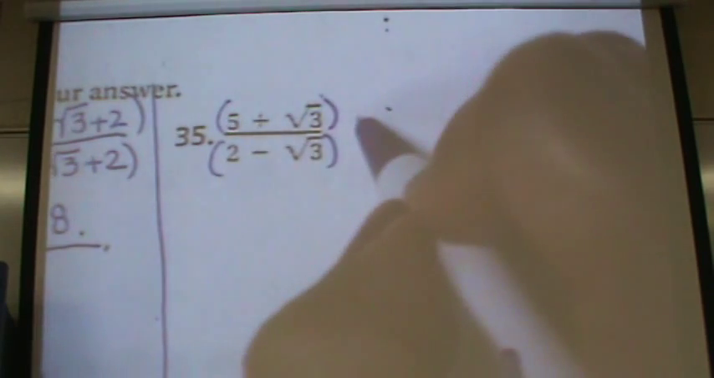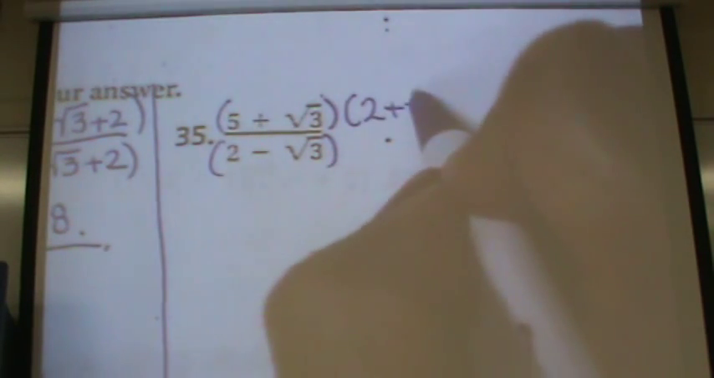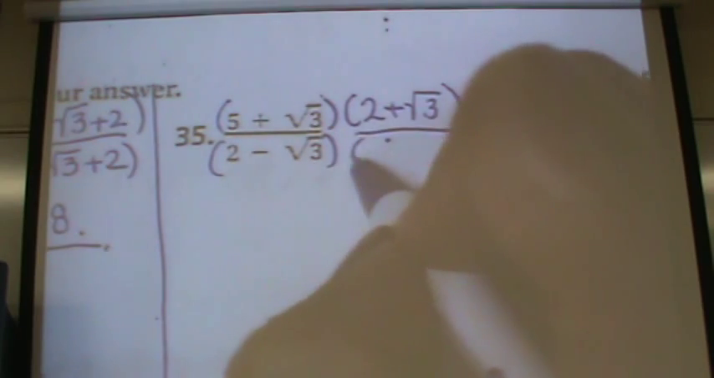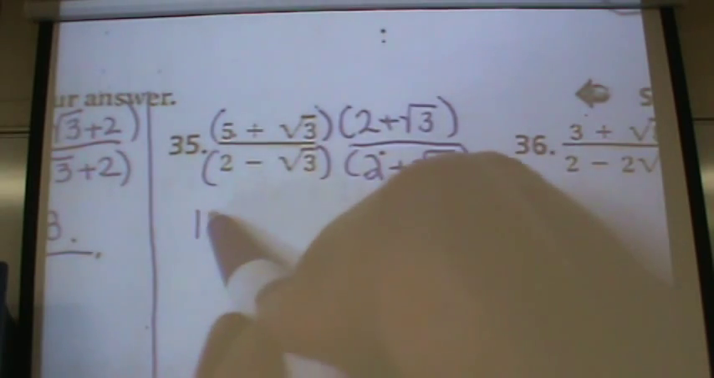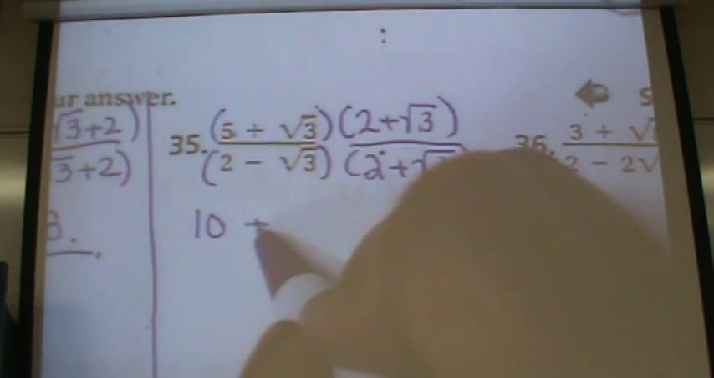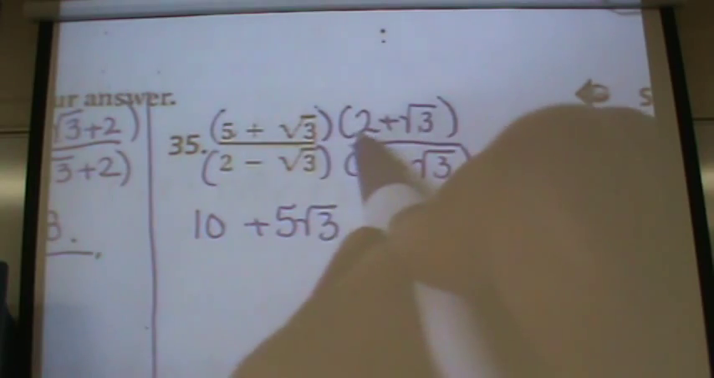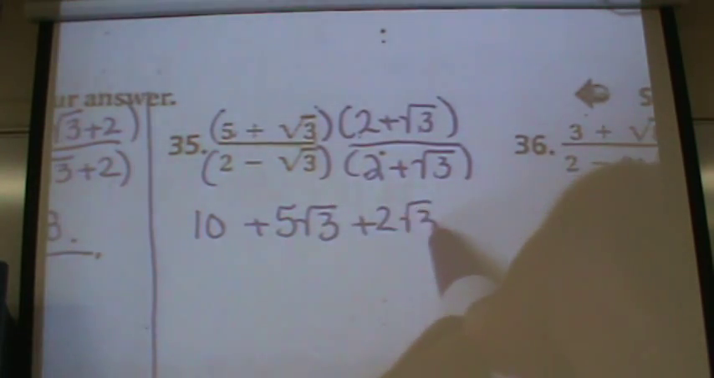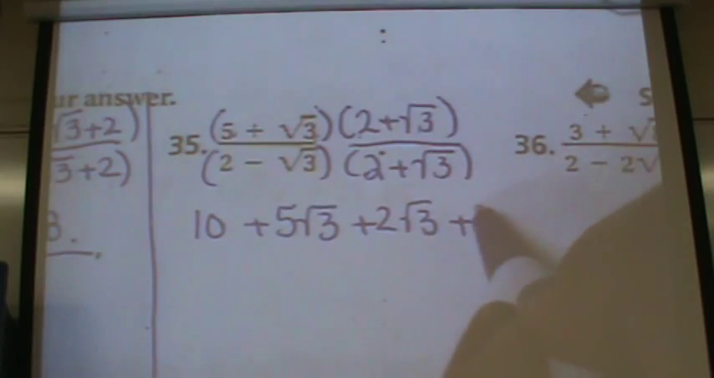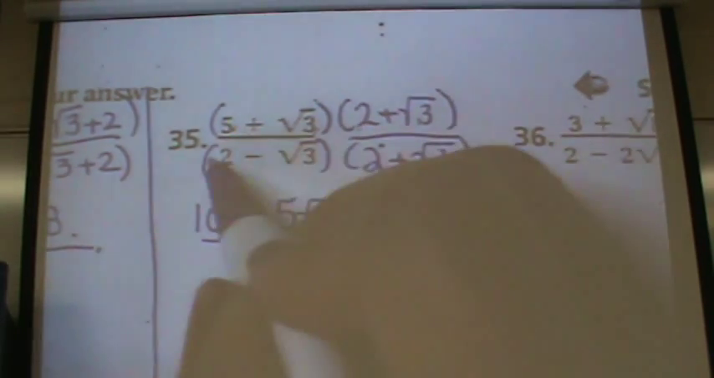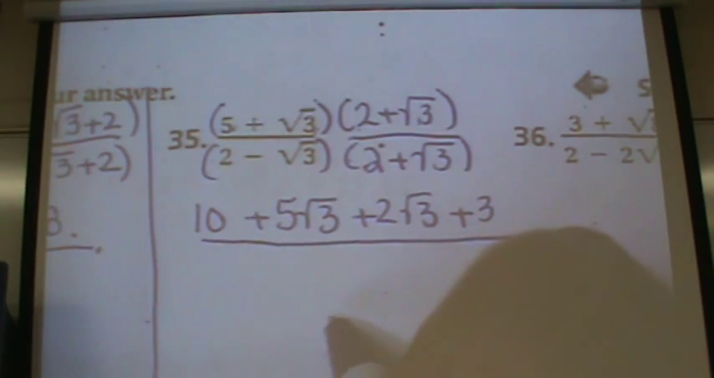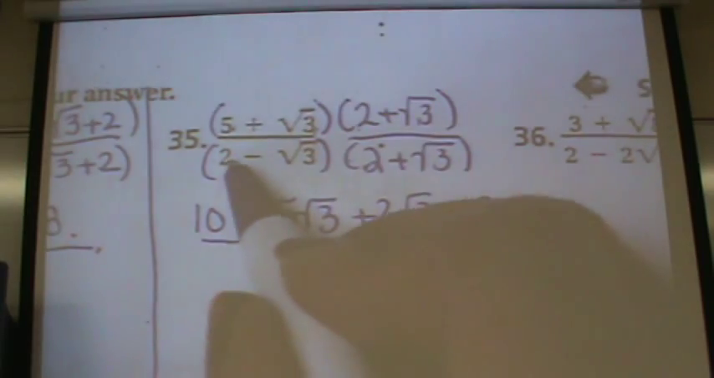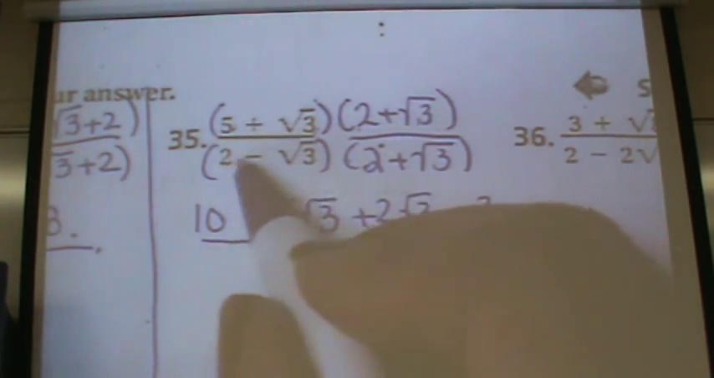Okay, what's the conjugate of 2 minus root 3? 2 plus root 3. Yep. And then you would do 5 times 2, and then root 3 times root 3, which is 5 root 3. And then 2 root 3. And then what's root 3 times root 3? 3. And it would be 10 and 3, so it's 13 plus 5 root 3. Let's hang on, I went ahead of myself. Let's finish this. Let's do the bottom and then maybe we'll simplify.